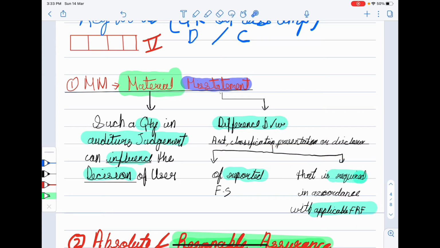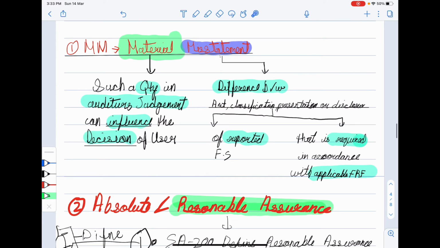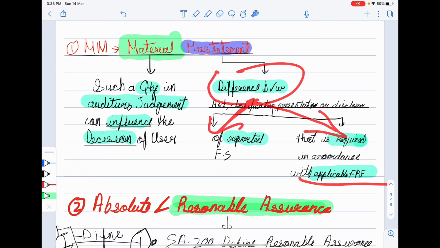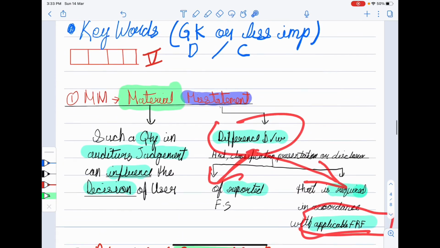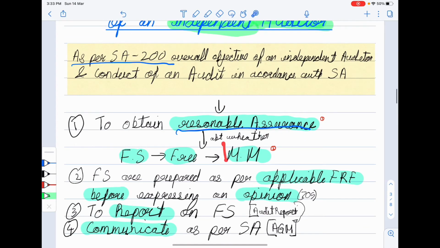So what is material misstatement? Let's say it together. Material is such a quantity in the auditor's judgment that can influence the decision of the user, and misstatement is the difference between the amount, classification, presentation and disclosure of the reported financial statement and that which is required in accordance with the applicable FRF. Okay, now let's move ahead. So we understood what is material misstatement.